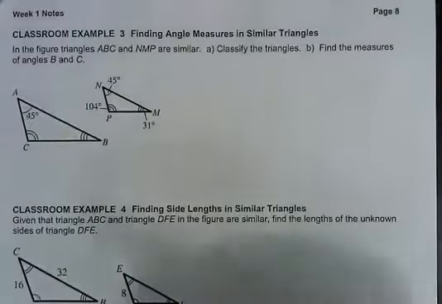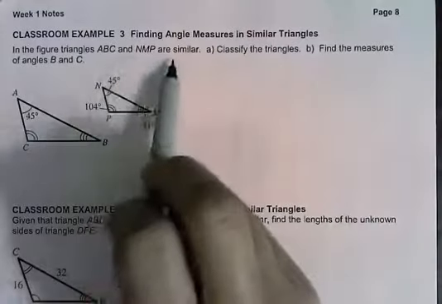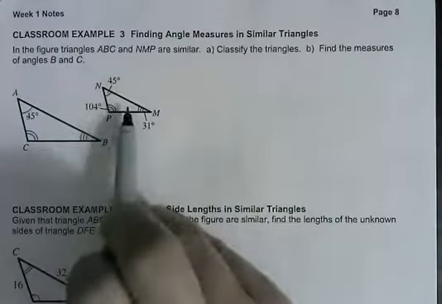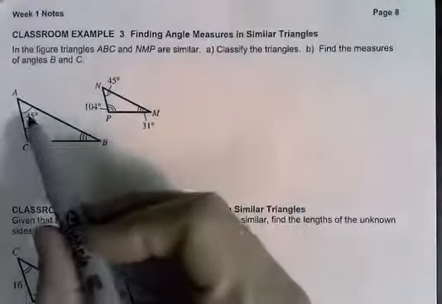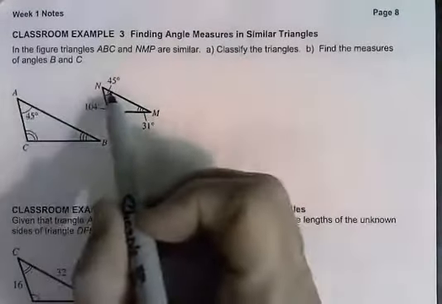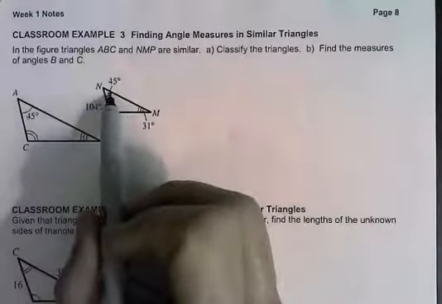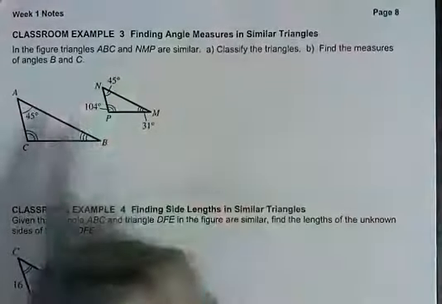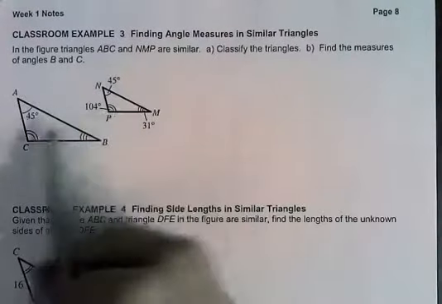Let's look at an example of this. In this problem, they tell us that the two triangles are similar. That means that those two properties have to be true. So if we look at corresponding angles, they have to be equal. So this one's 45 degrees and this one's 45 degrees. That means since they tell us that this angle is 104 degrees, that means this angle also has to be 104 degrees.